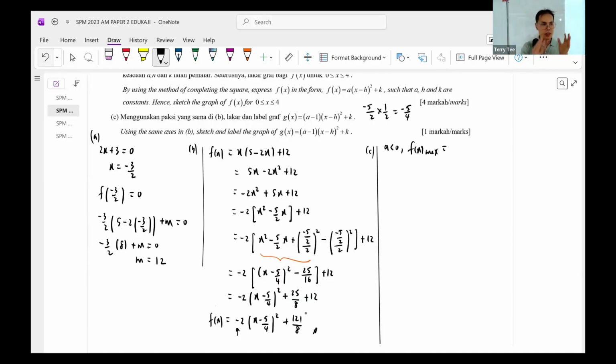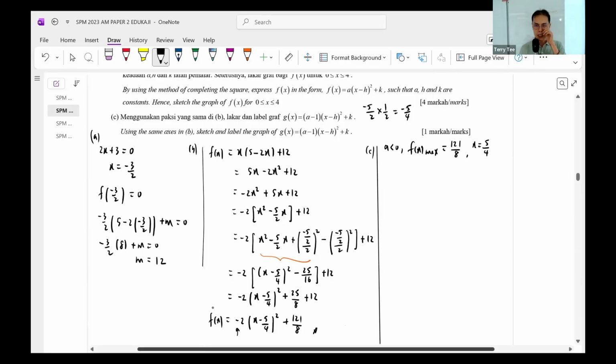My maximum is the one outside the bracket. What is outside the bracket? 121 over 8. Now, this occurs when the one inside the bracket, x minus 5 over 4, is 0. X is exactly 5 over 4. Now, with that, I'm going to do a sketch first, then we find out whatever is missing.